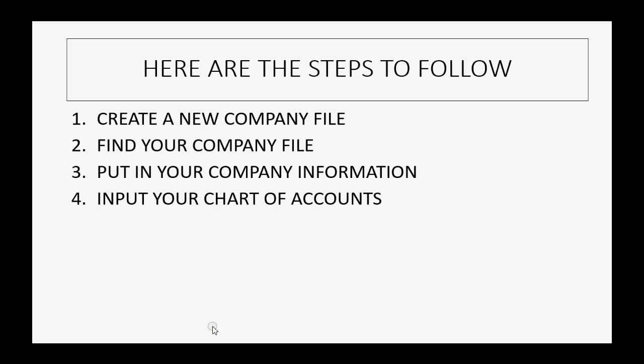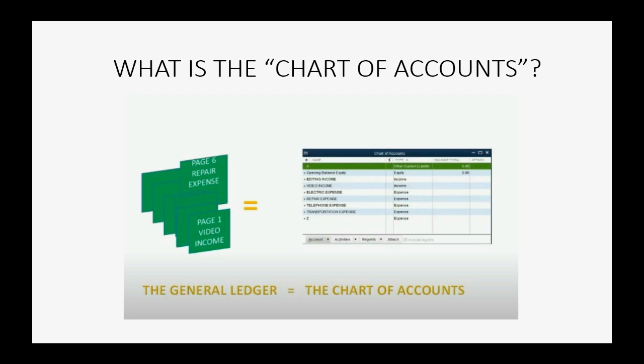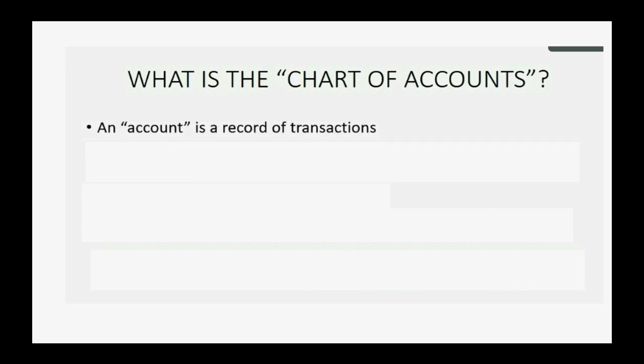Now, the next step, which is the main step in the setup, is putting in the chart of accounts that is specific to an Amazon online store. So you may well ask, what is the chart of accounts? Well, in the days before the computer, the chart of accounts was called the general ledger. It was basically a notebook where each page in the notebook was a separate record of transactions, and each separate page was a separate category of transactions. So what is the chart of accounts?